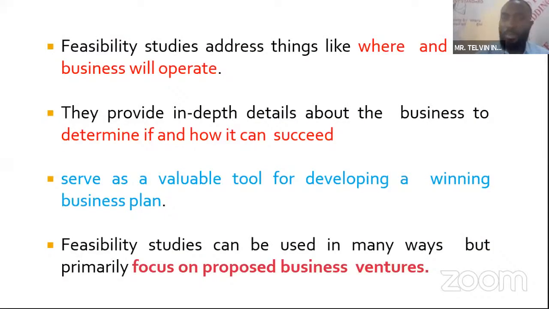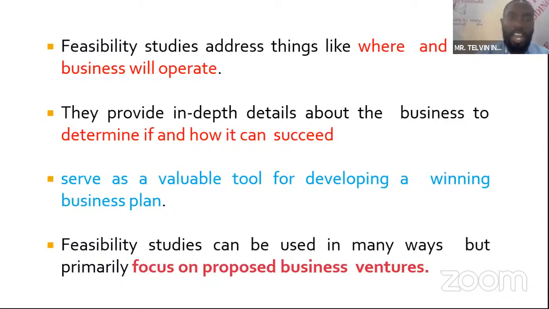Now let's look at the things a feasibility study addresses. A feasibility study addresses things like where will the business operate? How will the business operate? You have a business idea, and it will allow you to know where and how the business will operate. That's one of the things that a feasibility study addresses.